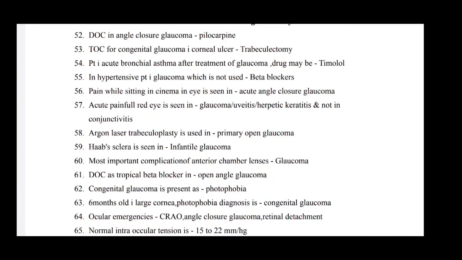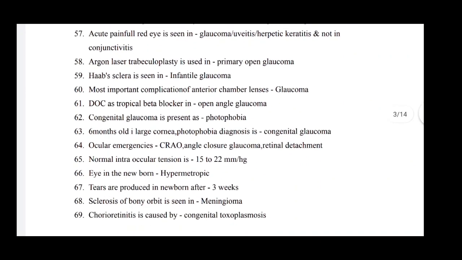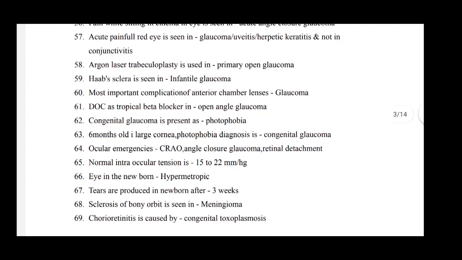Pain while sitting in a cinema in the eye is seen in acute angle closure glaucoma. Acute painful red eye is seen in glaucoma, uveitis, herpetic keratitis, and not in conjunctivitis. Argon laser trabeculoplasty is used in primary open angle glaucoma. Haab's striae is seen in infantile glaucoma. Most important complication of anterior chamber lens is glaucoma.